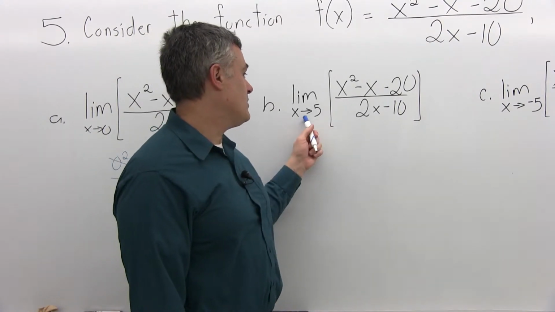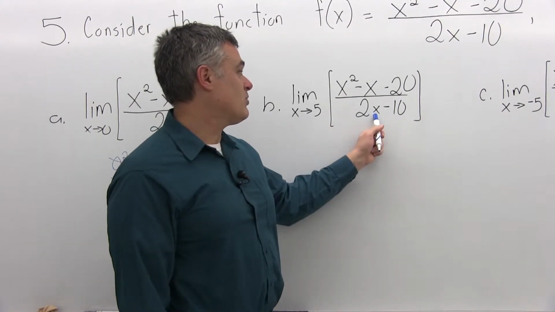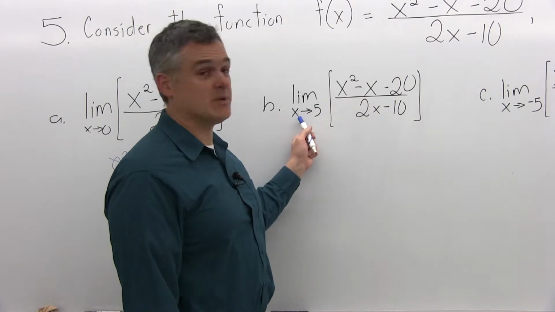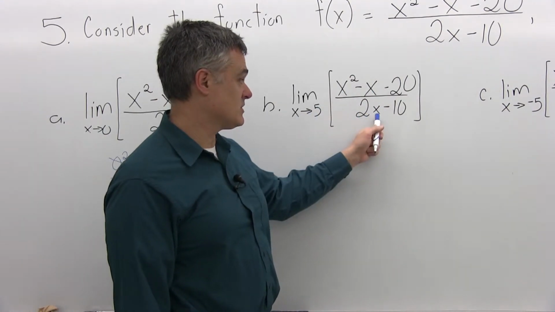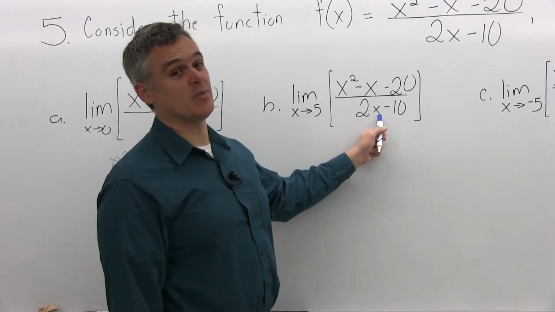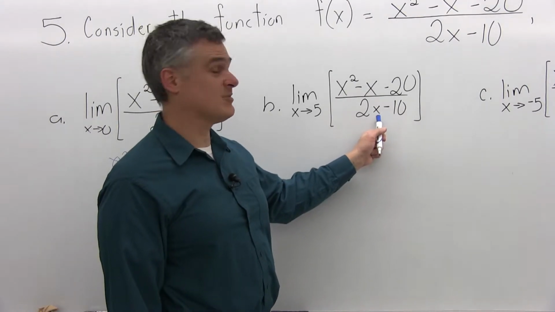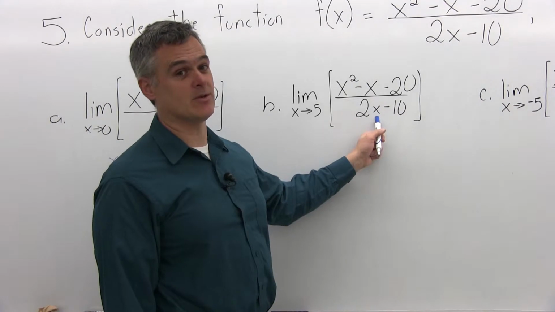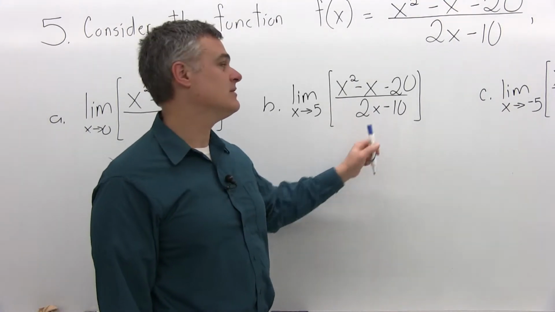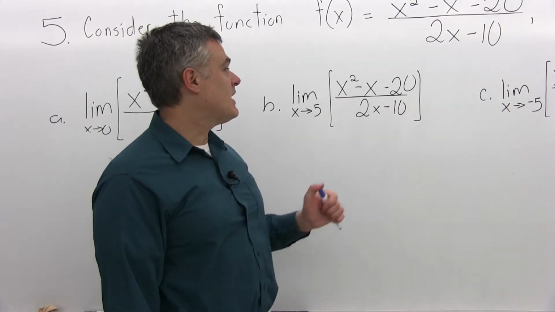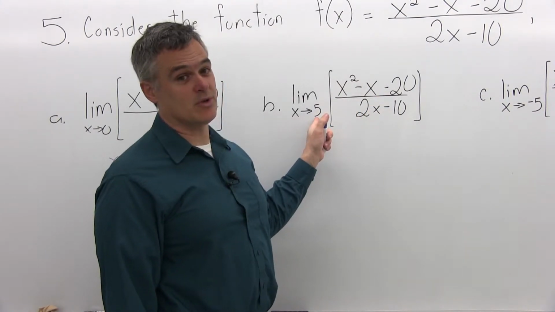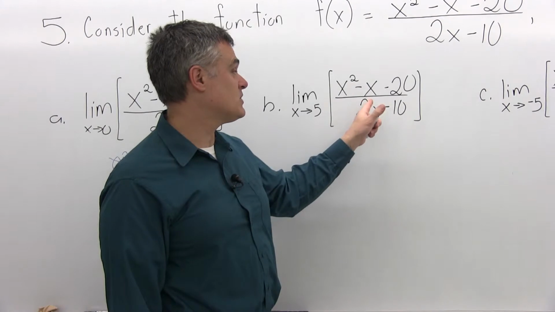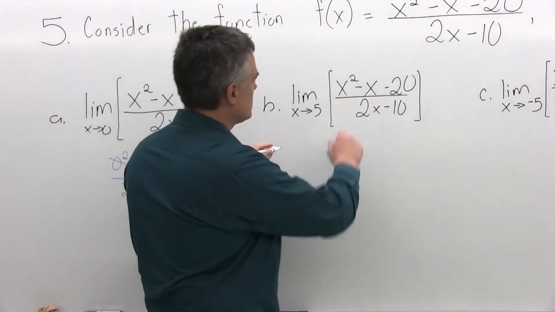Now for part B, if I try and put in a 5 for the x, because it says find the limit as the input approaches 5, I get a 0 on the bottom. This 2x minus 10 becomes 10 minus 10. 0 on the bottom, can't do that, undefined. So I have to try and find a way to either put in something super close to 5 or actually put in a 5. So I want to try and factor something and cancel it.